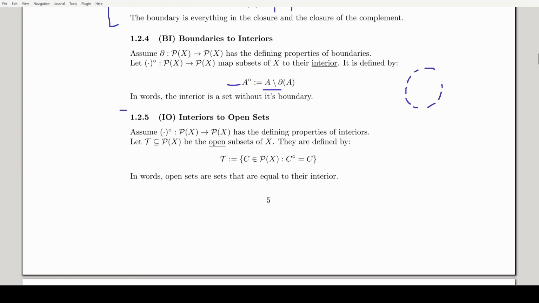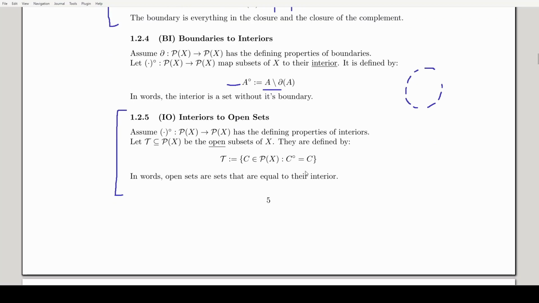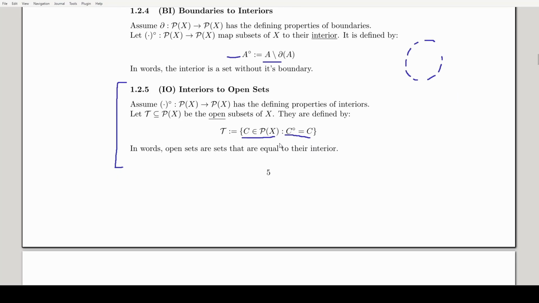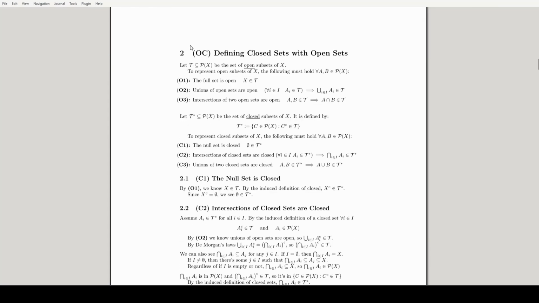And lastly, for open sets from the interior, again, the interior removes everything the outside touches. Open sets contain nothing the outside touches. So if your interior is your set, it means you removed everything the outside touches and you didn't remove anything. So you don't contain anything the outside touches, which means it's open. So it's saying all of the sets that are equal to their interior are open. Okay. And then from here, we get down to the proofs.